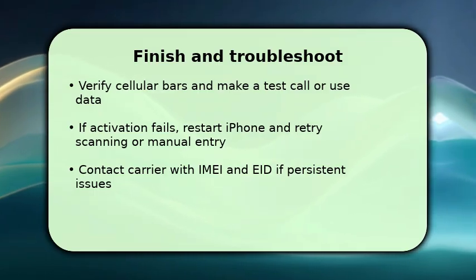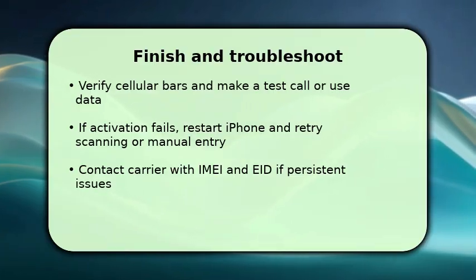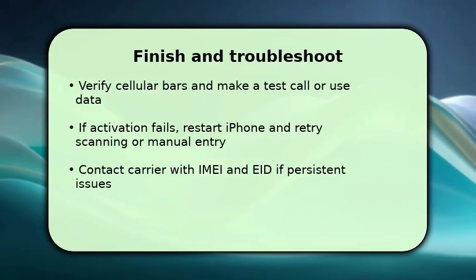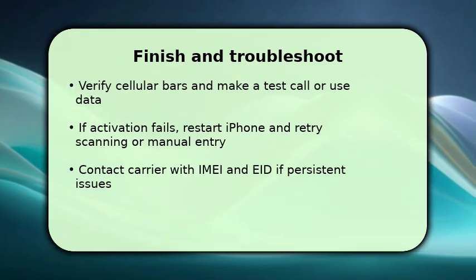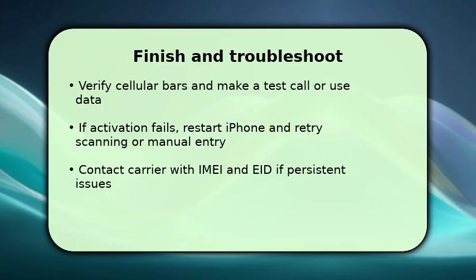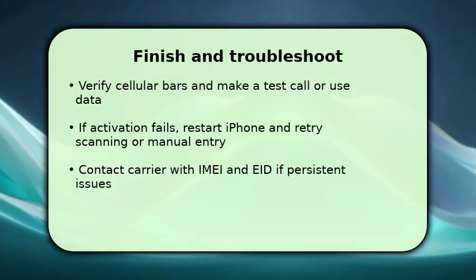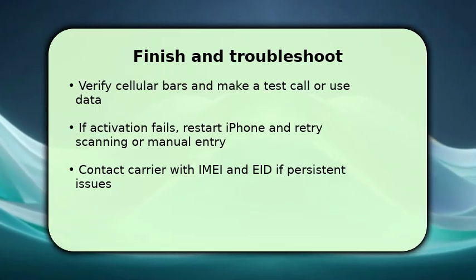If it doesn't activate, first restart your iPhone XR and try scanning the QR or re-entering SMDP plus and activation code. Sometimes provisioning clears on reboot. If problems persist, contact the carrier and provide your device IMEI and EID so they can push the profile. This often resolves stuck activations quickly.